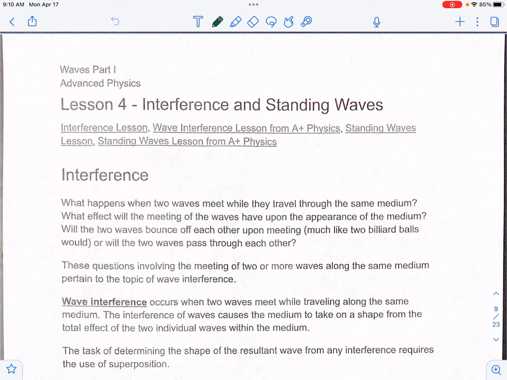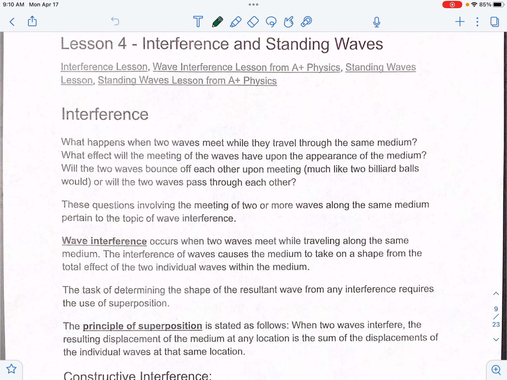All right, so this video is going to start on page 26 of your packet. So we're going to talk about interference and standing waves. What happens when two waves meet while they travel through the same medium? What effect will the meeting of the waves have upon the appearance of the medium? And will the two waves bounce off each other upon meeting, or will they pass through?